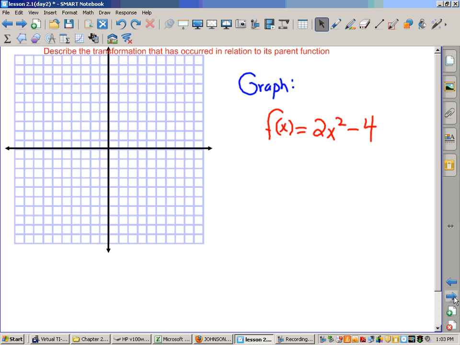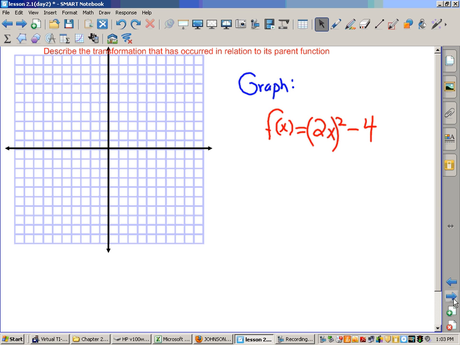Is this who we're on, partner B or partner A? Partner A. Is that the same thing? Now your discussion needs to occur. How did I change it from this to that? Well, it's still translated down 4.